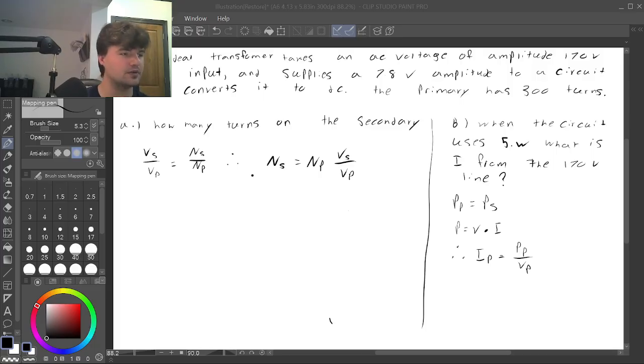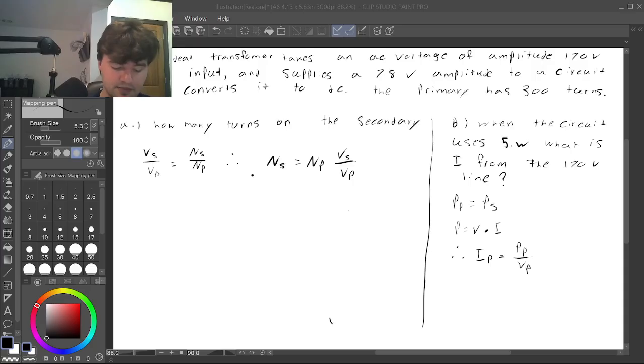This is question 42 of chapter 20, and I have the question written out and all the relationships written out as well. It says an ideal transformer takes an AC voltage of amplitude 170 volts as its input and supplies a 7.8 volt amplitude to a circuit that converts it to DC. The primary has 300 turns. Question A is how many turns are on the secondary?